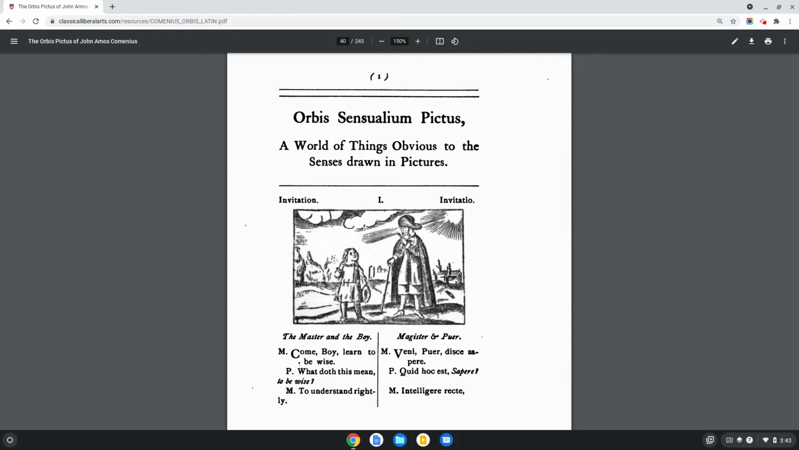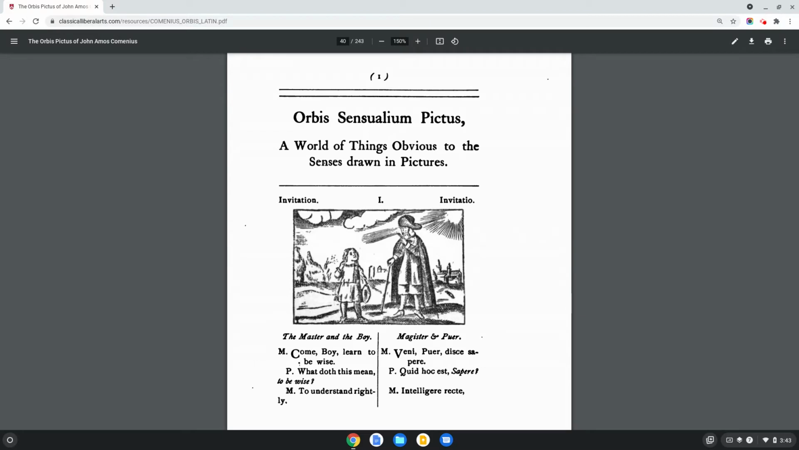The book that we use in this course is an important book in educational history. It was published by a well-known Protestant schoolmaster named John Comenius. It was intended to provide young students with a Latin vocabulary book that would help them to learn and build a great Latin vocabulary in an entertaining and easy way.